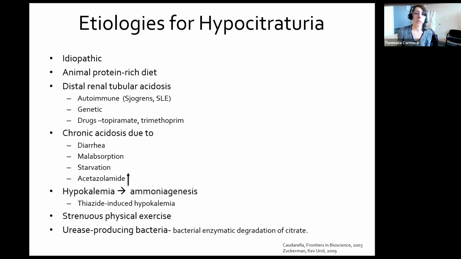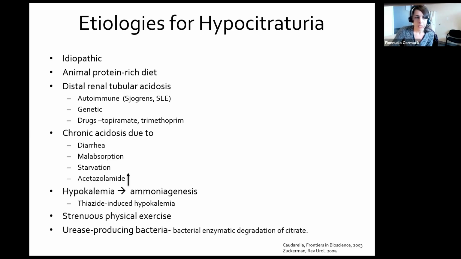But additionally, we want to think about conditions like a distal renal tubular acidosis. Oftentimes, we'll see patients with more of an incomplete RTA, so we detect it based on urine chemistries. Looking at the 24-hour urine collection, we see high urinary pH and low citrate. Oftentimes these patients will have normal serum bicarbonate and potassium.